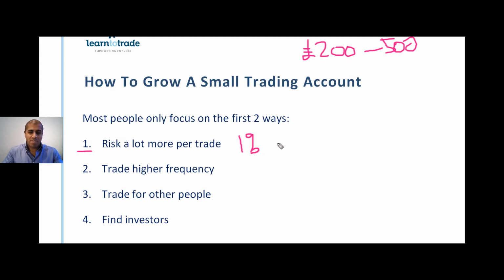So what do they do? They end up going from 1% and they start risking maybe 10% per trade. So now they only need 10 losing trades before they've wiped out their whole account. You see this happen time and time again. I personally see this happen time and time again.